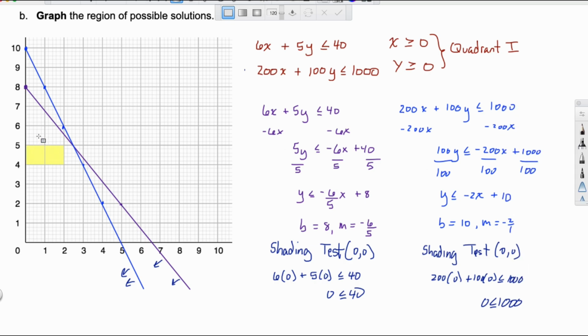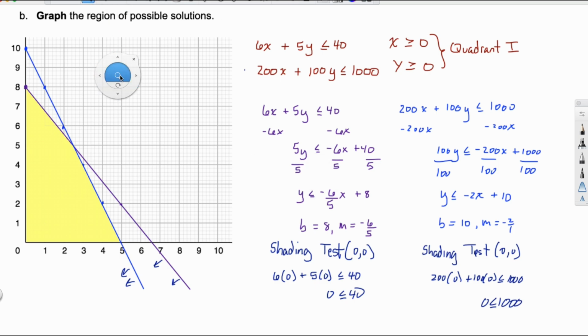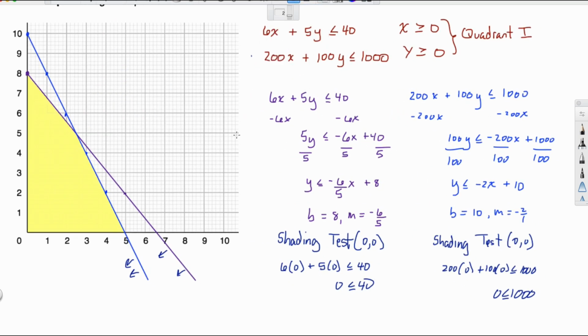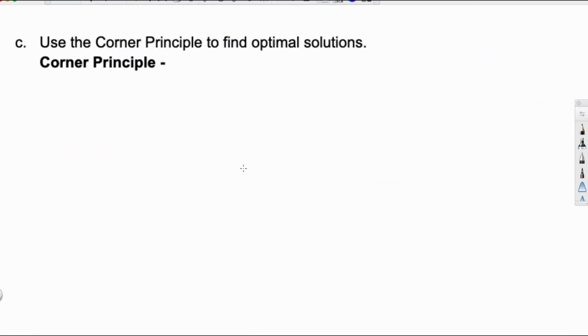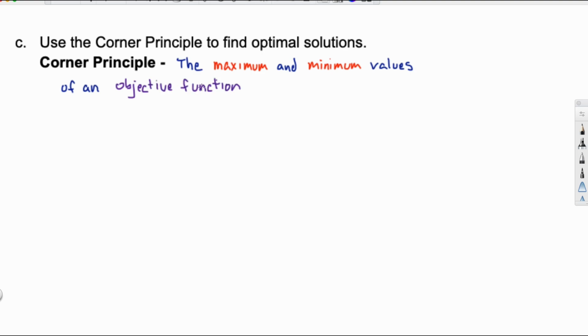And let's fix the shading here. There we go. So now we're interested in our corners because we want to maximize our profit in this case. So we're going to use the corner principle, which basically says the maximum and minimum for our optimization function, our z function, is going to be found at the corners of our polygon.